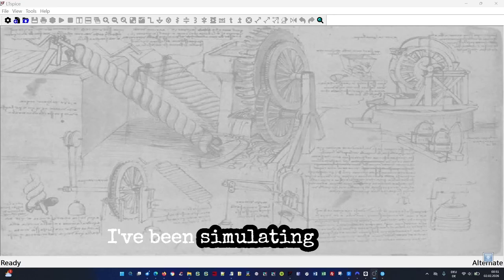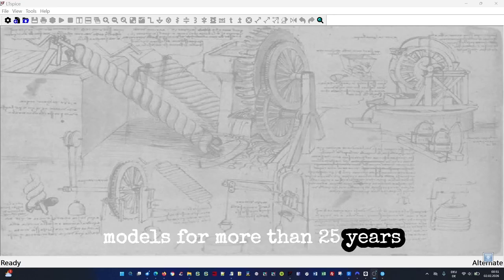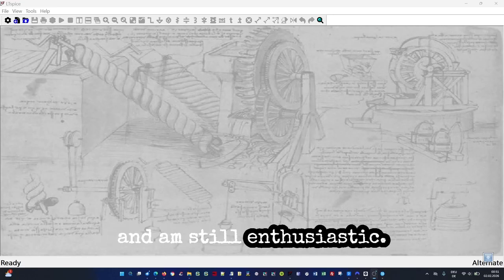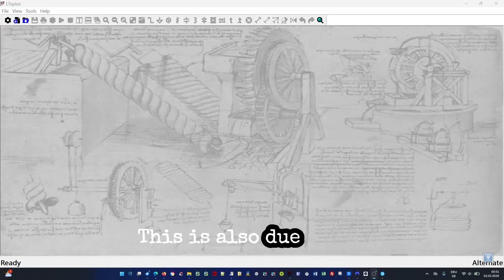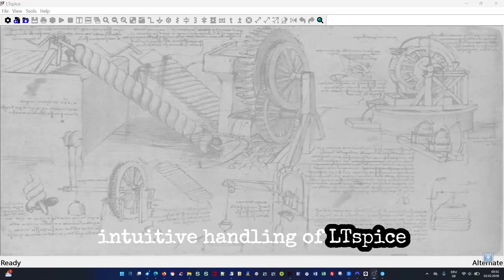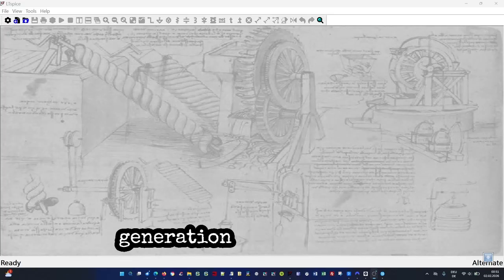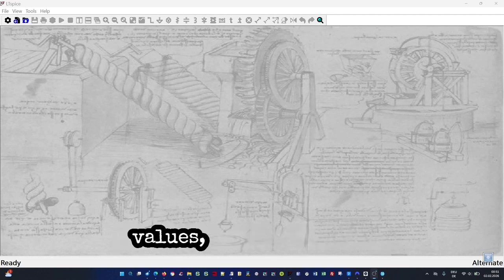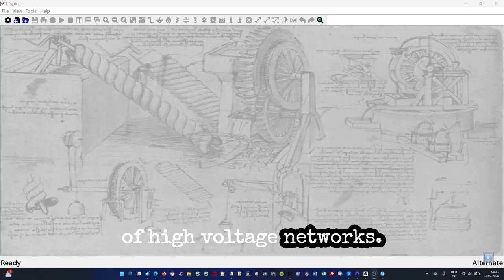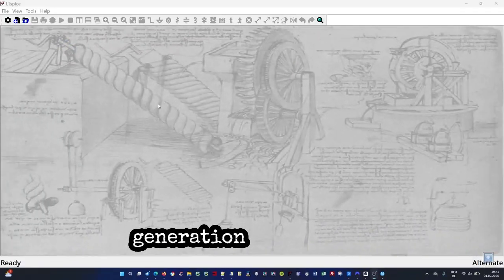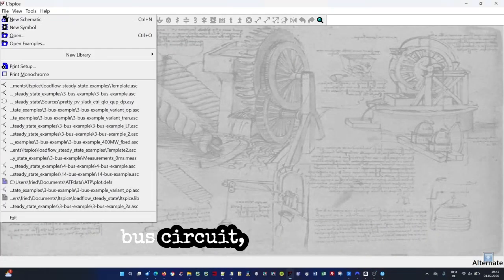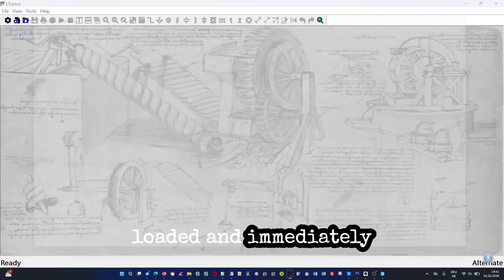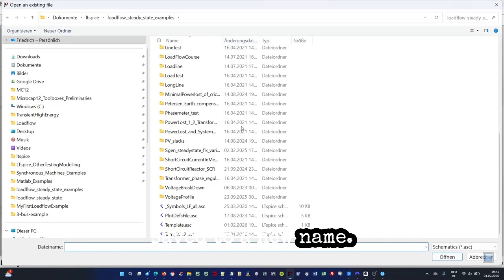I have been simulating with my models for more than 10 years and am still enthusiastic. This is also due to the intuitive handling of LTSpice, from the circuit board generation to simulation to representation and handling of the measured values, especially with the transient simulation of high voltage networks. And now for the generation of the 3-bus circuit. A template is loaded and immediately saved to a new name.